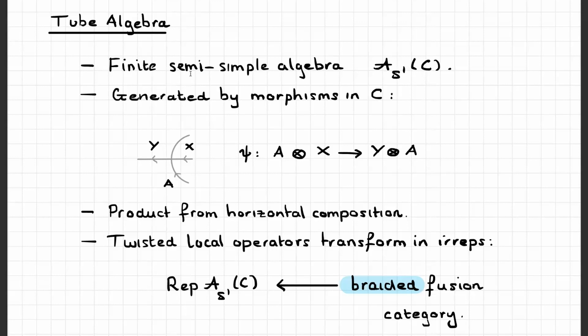Well, okay, I said it's a finite semi-simple algebra. It has a bit more structure, I think, but in any case, representations of this thing form a braided fusion category.